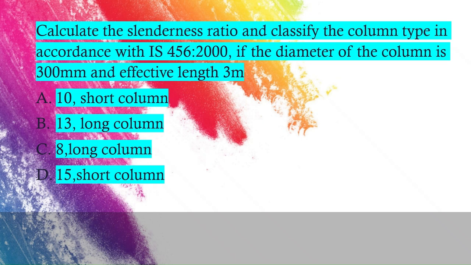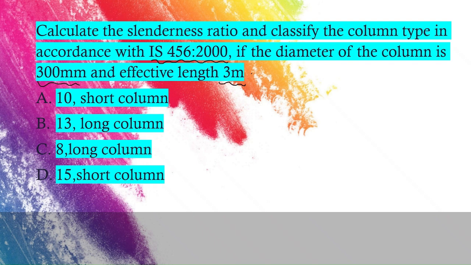Calculate the slenderness ratio and classify the column type in accordance with IS 456-2000 if the diameter of column is 300 mm and effective length is 3 meter. Okay. Here IS 456-2000 is given. So we know that it is a reinforced cement concrete column.